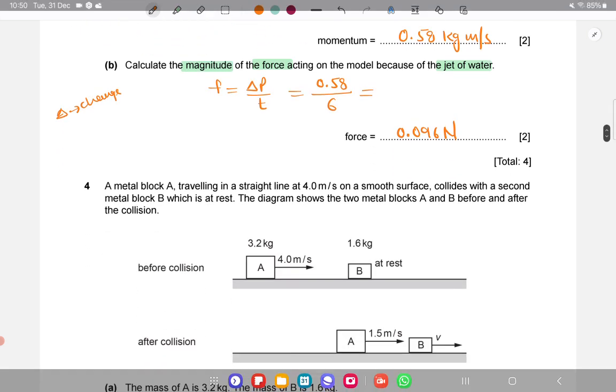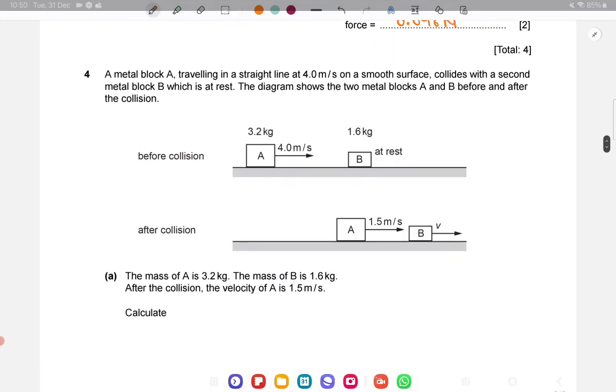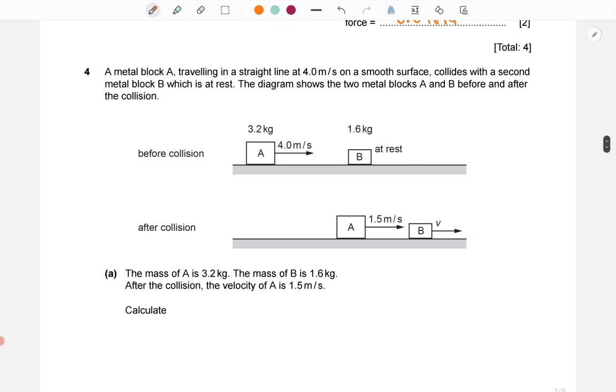Okay, this is an interesting question because this is on conservation of momentum. Let's try to understand conservation of momentum first, because if something is given as before collision and after collision, it means it's talking about the concept or principle of conservation of momentum. Let's highlight what are the given values that you have.